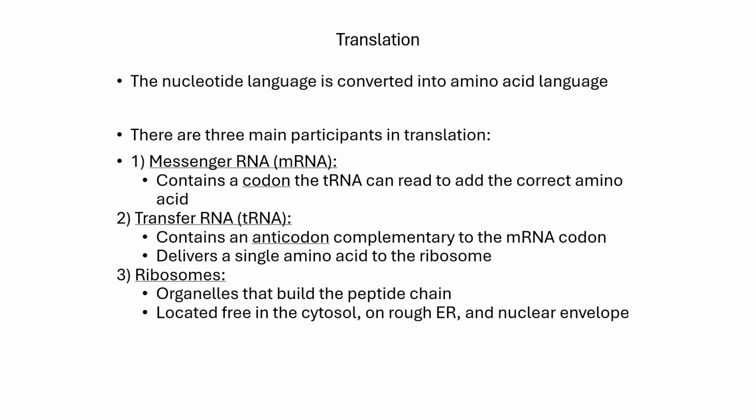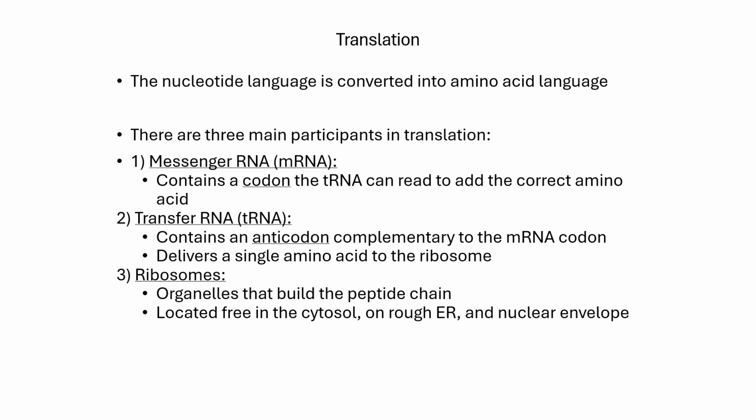Ribosomes provide the amino acids to build the proteins. The protein is made of amino acids, and the ribosomes, which are located free in the cytoplasm or on the rough endoplasmic reticulum or on the nuclear envelope. These are the three places where you find ribosomes.